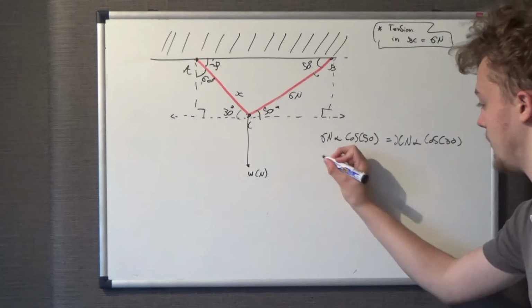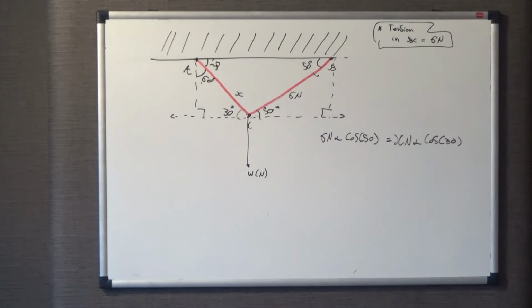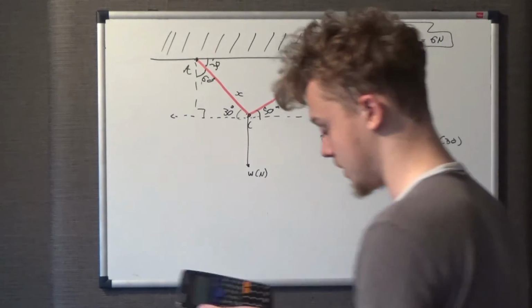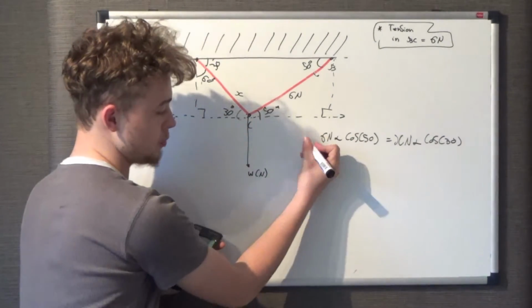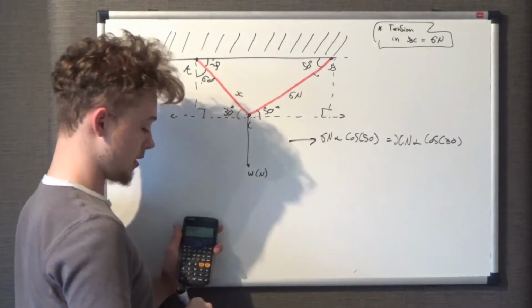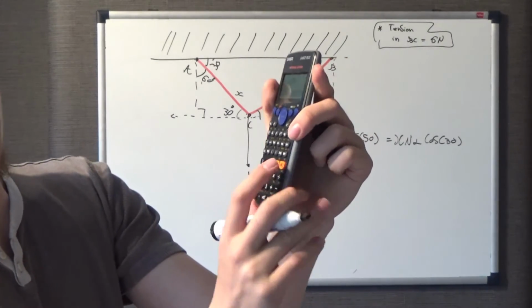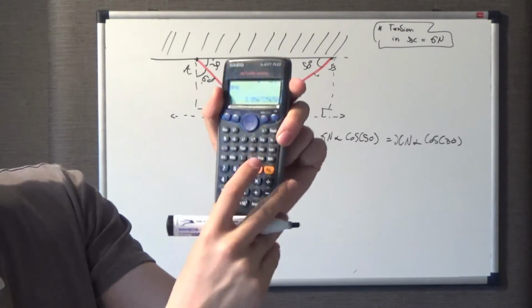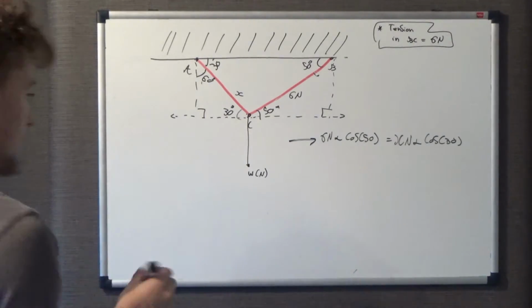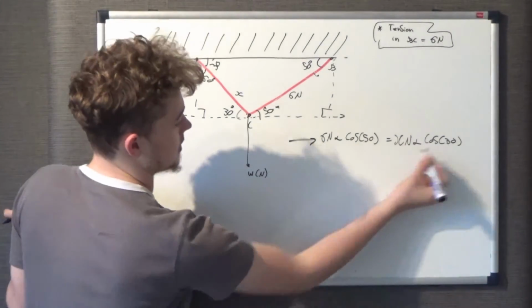Now, obviously, what you would do therefore is work out what 6 newtons times the cos of 50 is. So 6 times the cos of 50 gets you 3.856, etc. When you put that answer into your calculator, I would keep it saved, so just click equals and it's stored in your calculator's memory. Basic stuff anyway. So that is going to be equal to X N times cos 30.